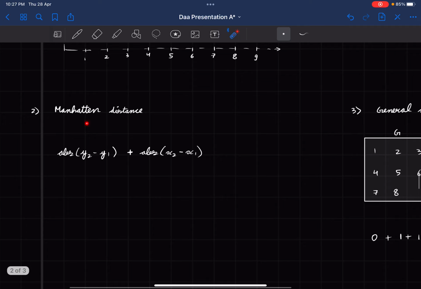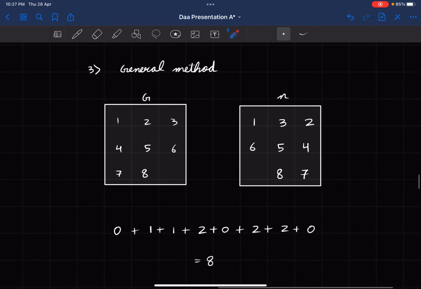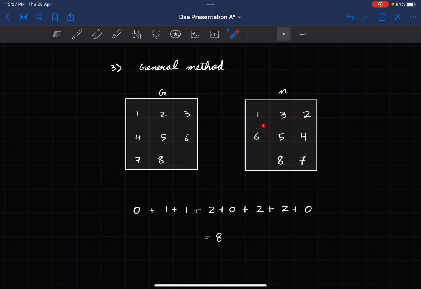Another method is Manhattan distance, which is the absolute value of y2 minus y1 plus the absolute value of x2 minus x1. Now we have a general method for this. For example, in the 8 puzzle problem, we have these values as the goal node, 1 2 3 4 5 6 7 8, and let's suppose this as any arbitrary node. To find the heuristic value, we count the number of positions these values need to be shifted to reach the goal node.